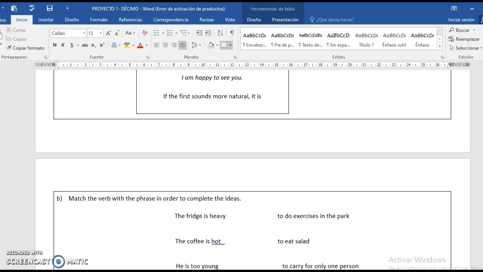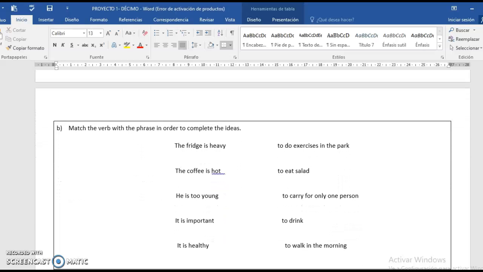So the next exercise is to complete this by linking. Aquí vamos a unir, ¿no? Example, the fridge is heavy. La refrigeradora está pesada. To do exercises in the park, ¿tiene sentido? To eat salad, to carry for only one person, para cargarla por una sola persona, to drink, to walk in the morning. So I think to carry for only one person is the correct one. So I connect this one with the first one here.